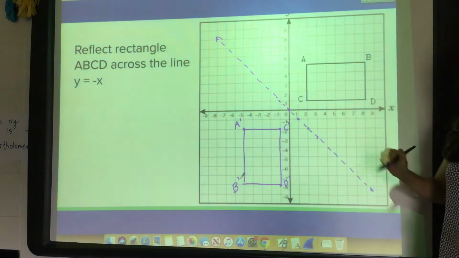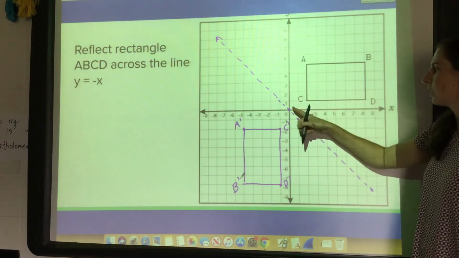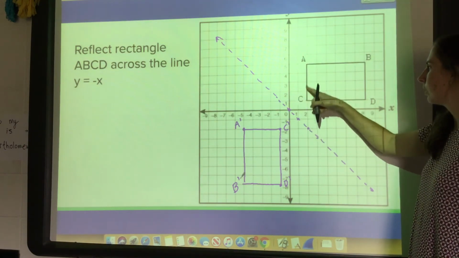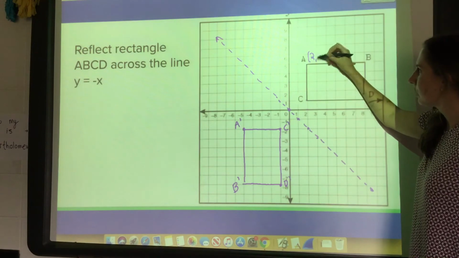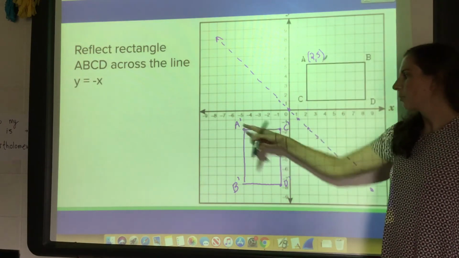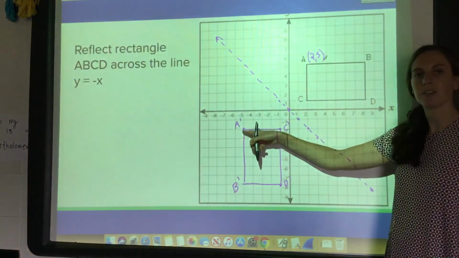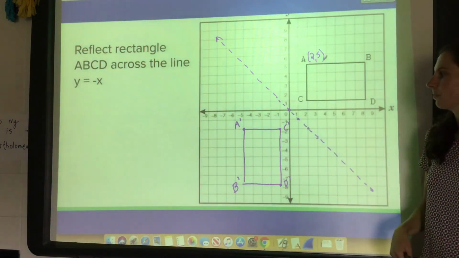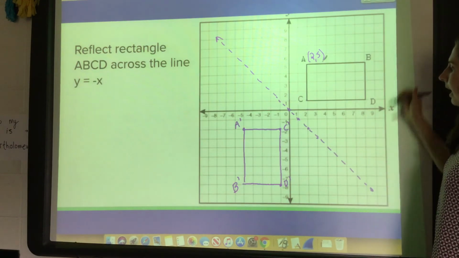Notice the points are going to kind of be similar. So like point A was 2, 5. The point A prime was -5, -2. So they kind of match, but they just got flipped and made negative. Okay.